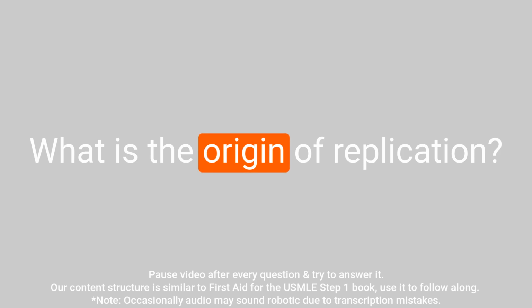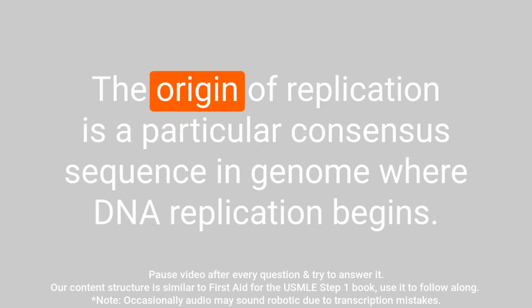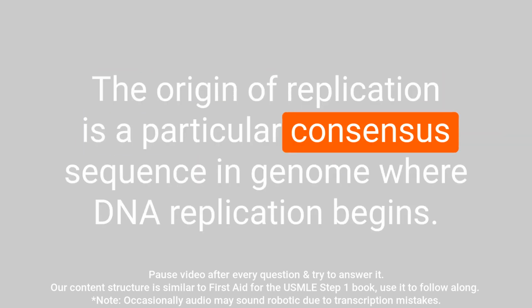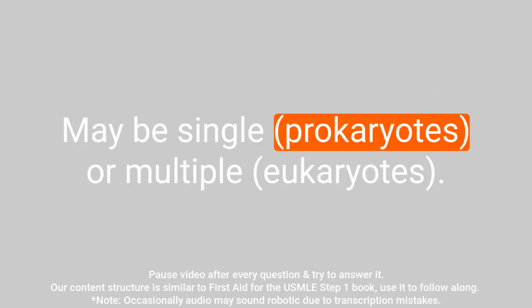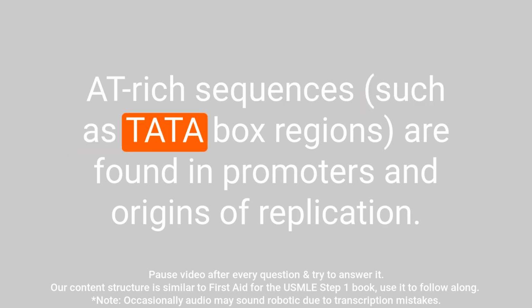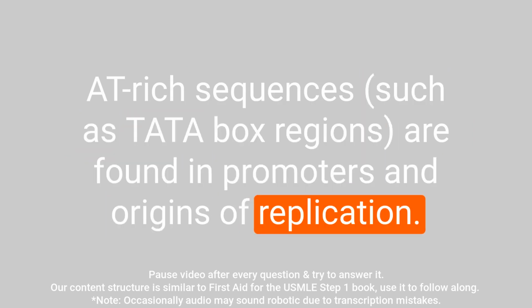Question: What is the origin of replication? Answer: The origin of replication is a particular consensus sequence in the genome where DNA replication begins. May be single or multiple. AT-rich sequences are found in promoters and origins of replication.